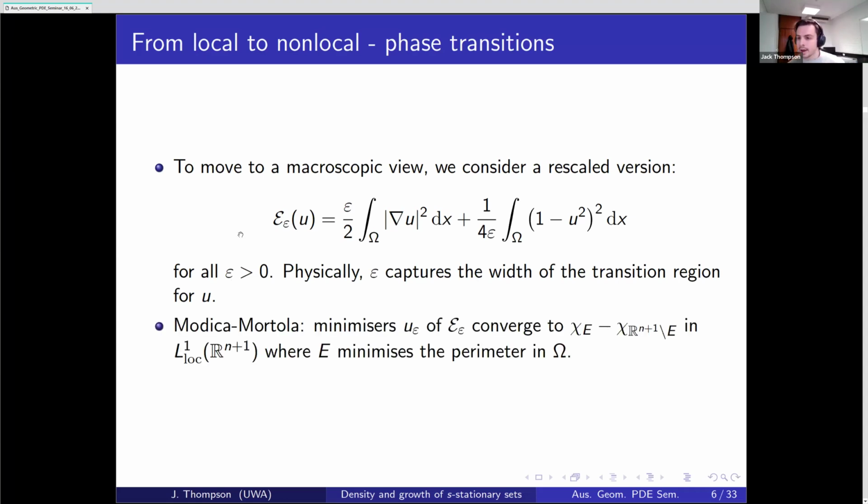And there's this really amazing result by Modica and Mortola that says that if we look at minimizers of this energy and we send epsilon to 0, u_epsilon converges to the difference between the characteristic function of E and its complement in L1 loc. And this E is a minimizer of the perimeter. So it's a minimal surface. So this is a connection between phase transitions and minimal surfaces.